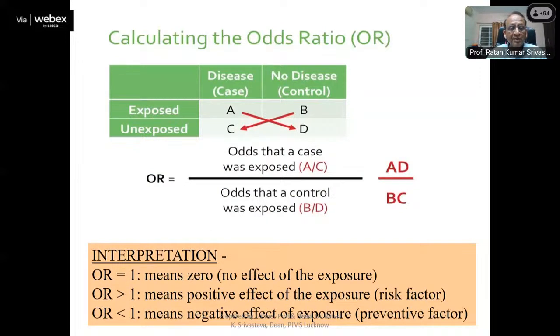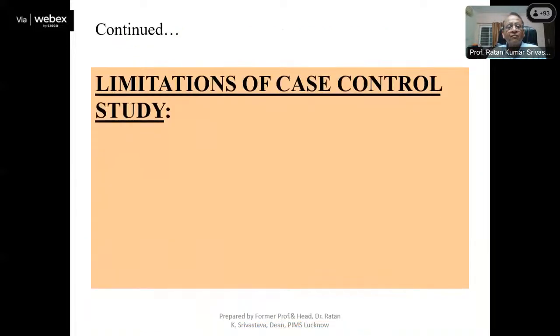Now, an odds ratio of 1 means no effect of exposure. If the odds ratio is more than 1, it means there is a risk factor, there is an effect of exposure, meaning the exposure was present. And less than 1 means it is a preventive factor for that disease.